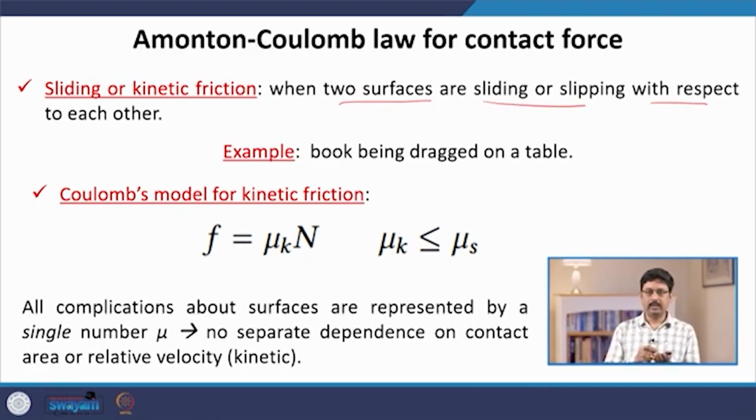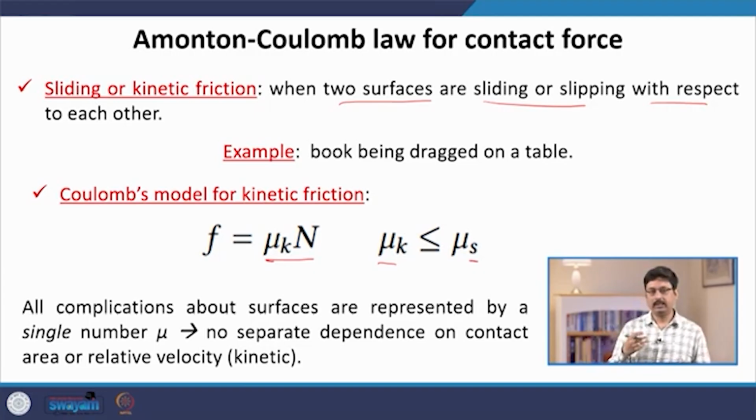For example, if the book is actually being dragged on a table, then Coulomb's law says that the friction is given by basically the same form, that this friction is proportional to the normal component, and the coefficient of proportionality is now called the coefficient of kinetic friction, and experimentally it turns out that this value is either equal to the coefficient of static friction or slightly less than that.